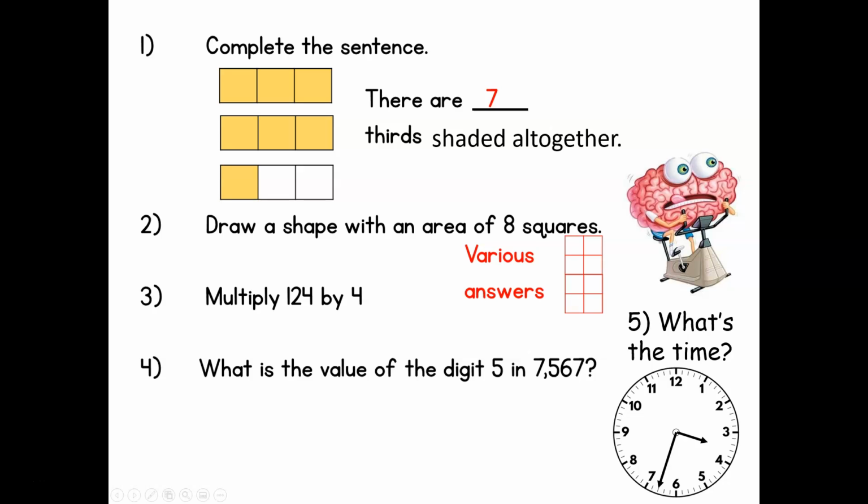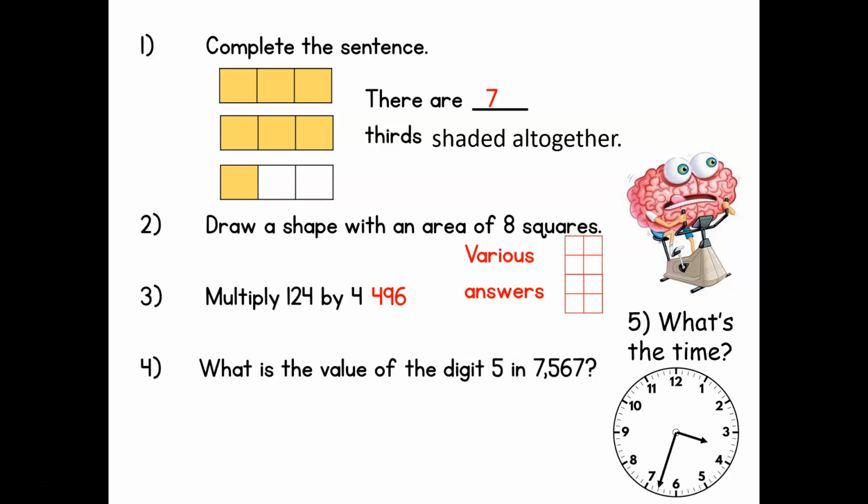Question 3 is a multiplication calculation. The product of 124 and 4 is 496. Well done to you if you calculated that correctly. If you didn't get that answer, go back and check to see that you remembered to include your exchanged tens.